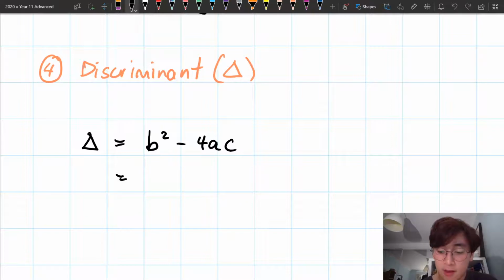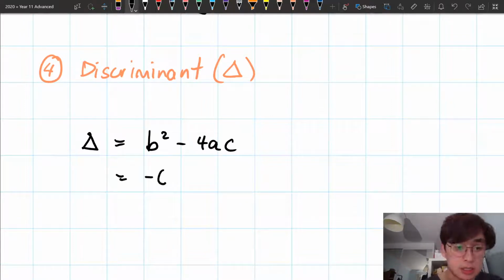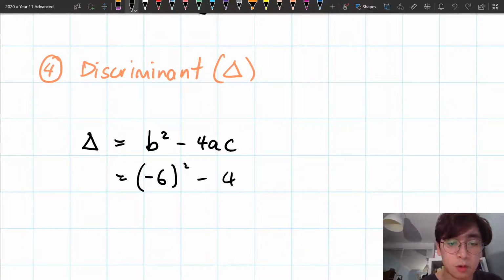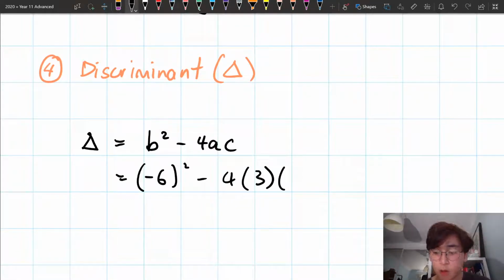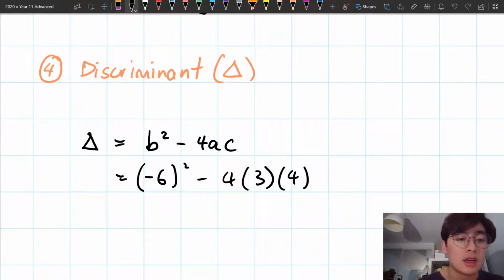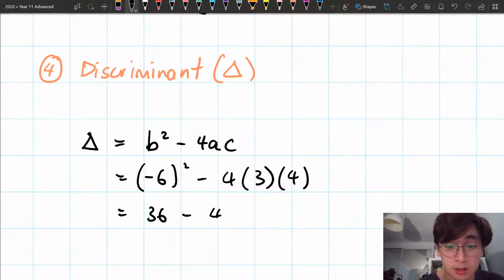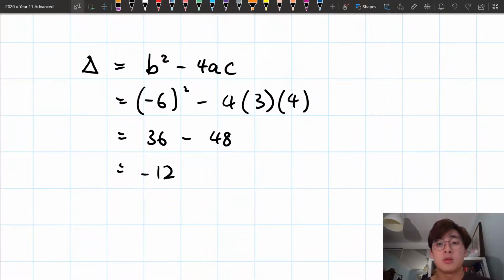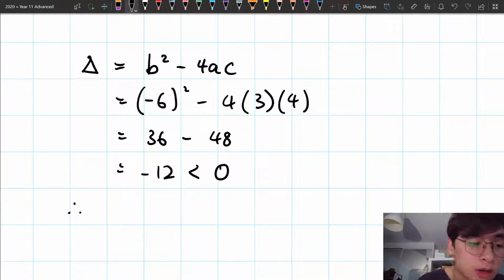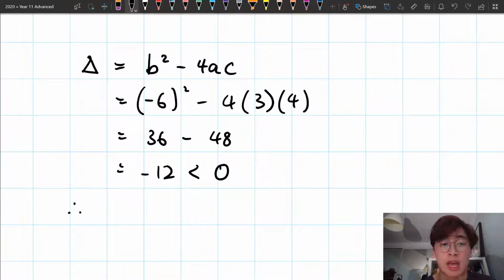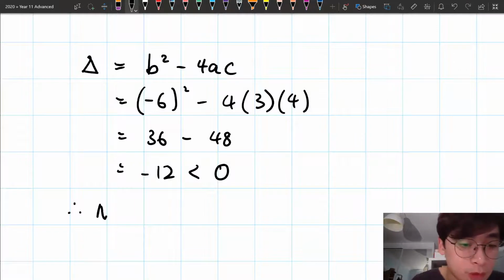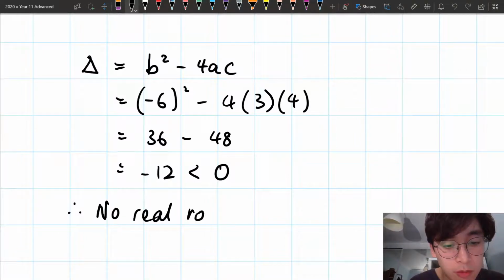My b value is negative 6. So negative 6 all squared minus 4 times a, which was 3, and c was equal to 4. Yep, so here we are. We've got 36 minus 48, which is minus 12. Now, once we've found the discriminant, what do we need to do? Well, we need to check whether it is greater than 0, less than 0, or equal to 0. This one is less than 0. So how many real roots are we going to have? For this quadratic, we're going to have no real roots.